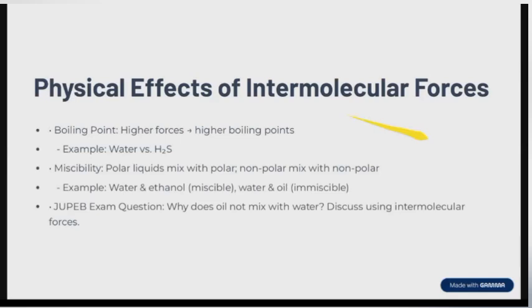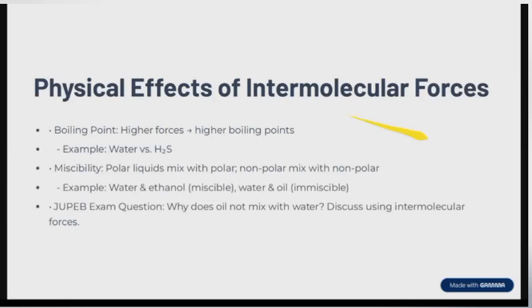Another effect of intermolecular force of attraction is that it determines miscibility. What does miscibility mean? Miscibility means the ability for a particular solution to mix or dissolve in another solution. A solution is miscible when it is able to mix with another solution. It allows polar liquids to dissolve in polar liquids, and it also is responsible for non-polar liquid mixing with non-polar liquid.